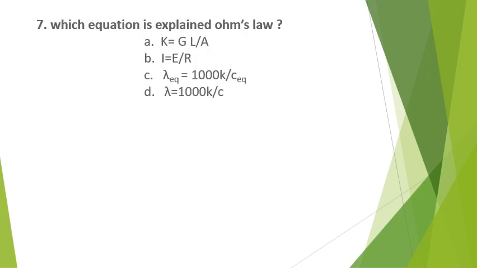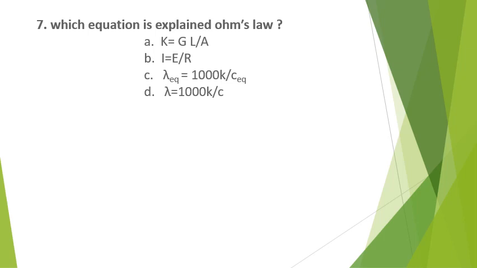MCQ number 7. Which equation explains Ohm's law? Option A, K equals G L upon A; option B, I equals E upon R; option C, lambda EQ equals 1000 K upon C EQ; option D, lambda equals 1000 K upon C.